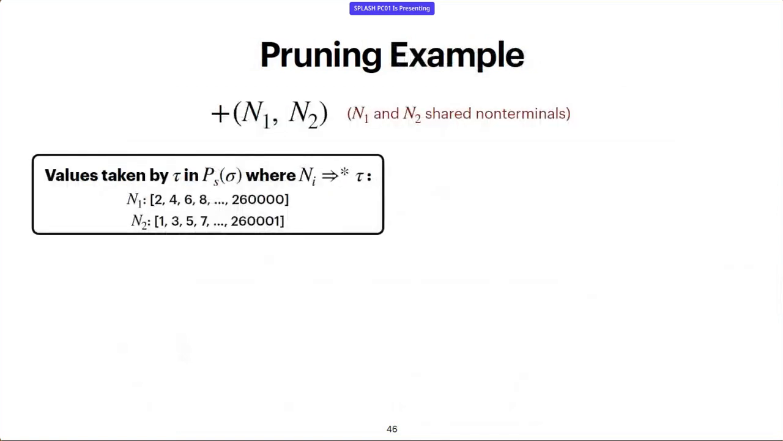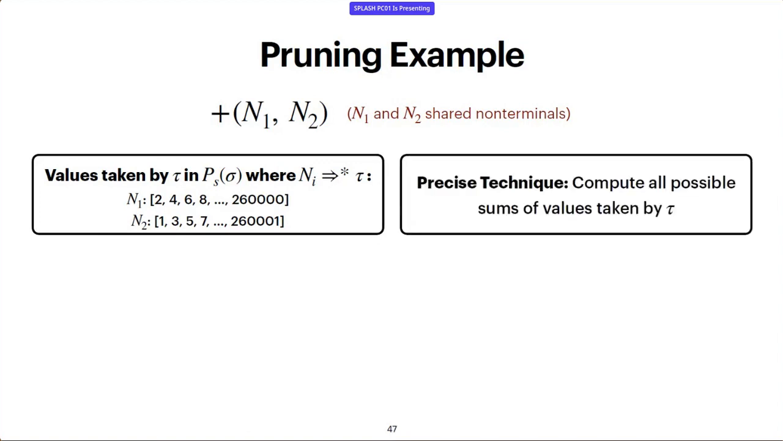I think the best way to explain how our pruning algorithm works in practice is to go over an example. Here we have a partial program that's the sum of two unknowns, n1 and n2, that correspond to shared non-terminals. The values that these shared non-terminals take on in the execution of the source program on some input are given in this box on the left. You can see n1 takes on a bunch of even values, 2 up until 260,000, I think, and n2 does the same except for odd values.